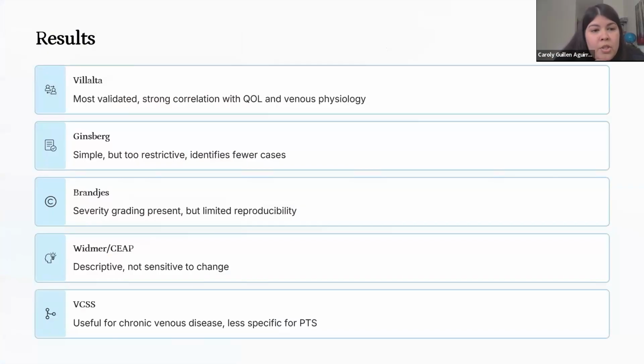The results of this study show that the Villalta was the most validated, with strong correlation with quality of life and venous physiology. Ginsberg was simple but too restrictive and identified fewer cases. Brandjes had severity grading but limited reproducibility. Widmer and SIP were descriptive but not sensitive to change after treatment. And the VCSS was useful for chronic venous disease but less specific for post-thrombotic syndrome.